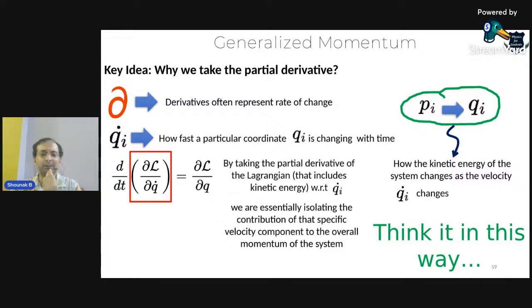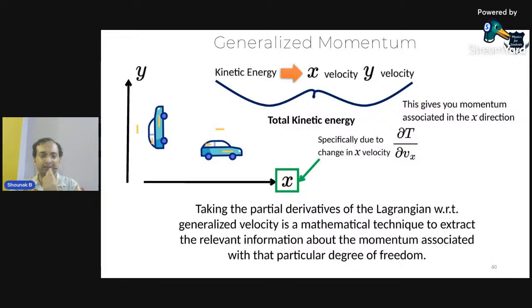I will give you a simple analogy. Think of this: you have a car in 2 dimensions, x and y. The total kinetic energy depends on both the x velocity and the y velocity. If you want to know how the kinetic energy changes specifically due to a change in the x velocity, you would take the partial derivative of the kinetic energy with respect to the x velocity, and this will give you the momentum component associated with the x direction, keeping y and z intact.